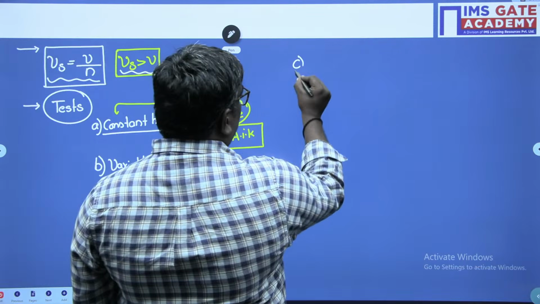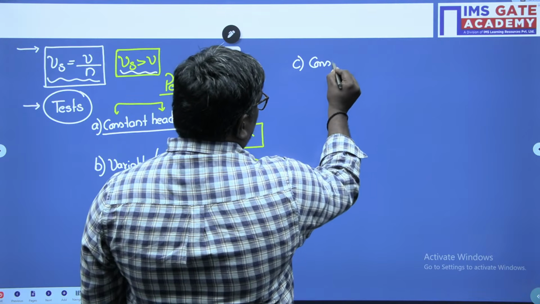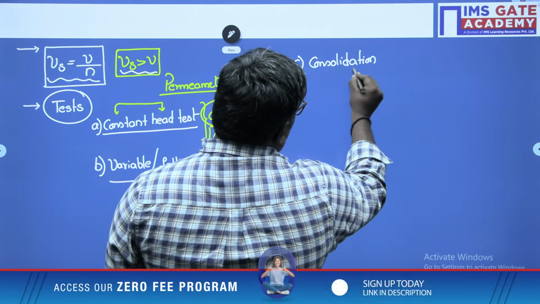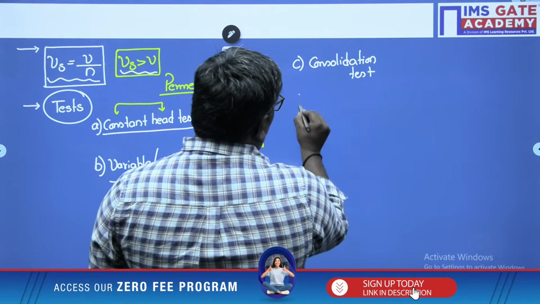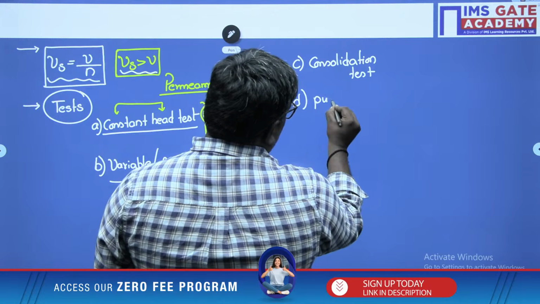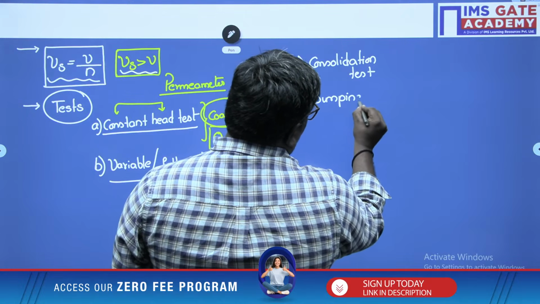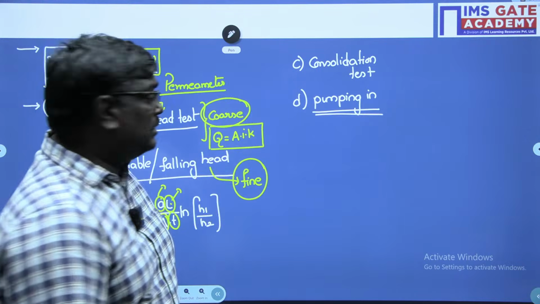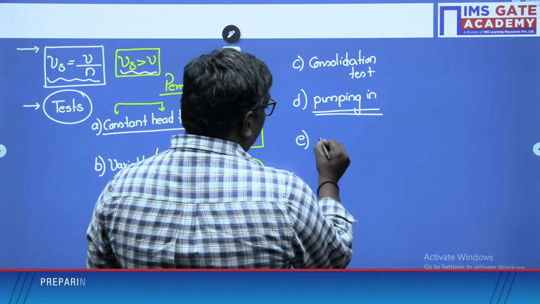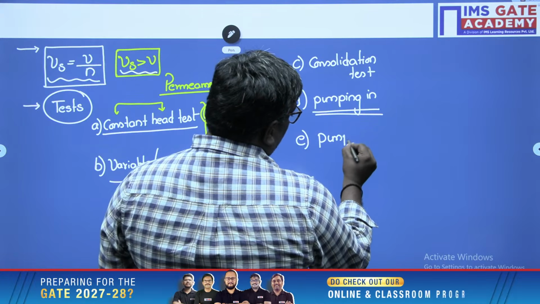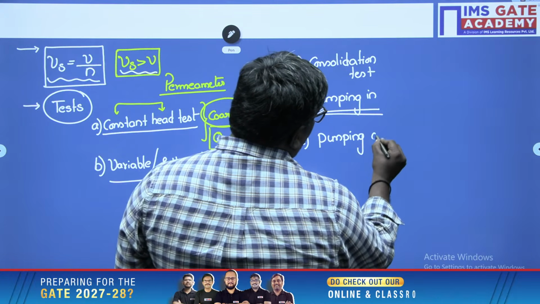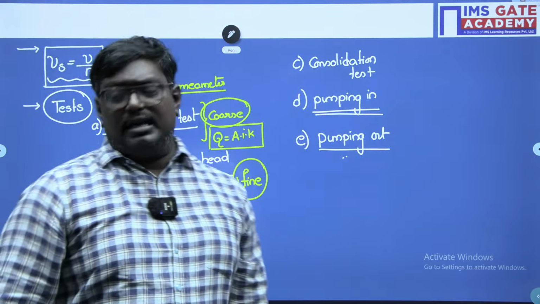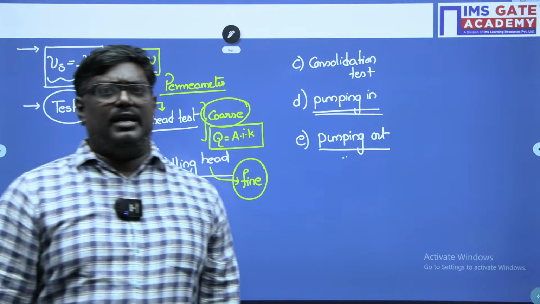And we also have the consolidation test data, which is suitable for clays, sir. And we also have the capillarity test. We have the pumping in test. Usually the pumping in test, with the principle of permeability, is useful for testing of rocks, students. Similarly, we have the pumping out test. The pumping out test is done for what, sir? It is done for large engineering projects. Am I clear or not?